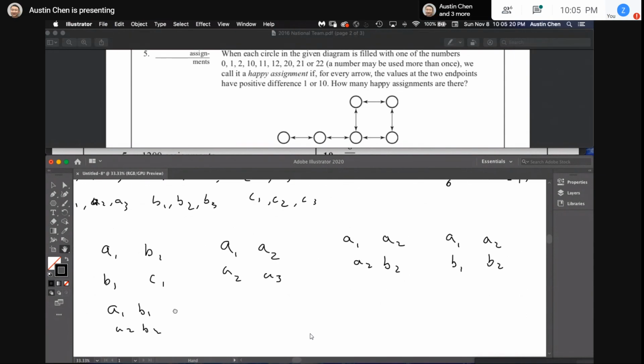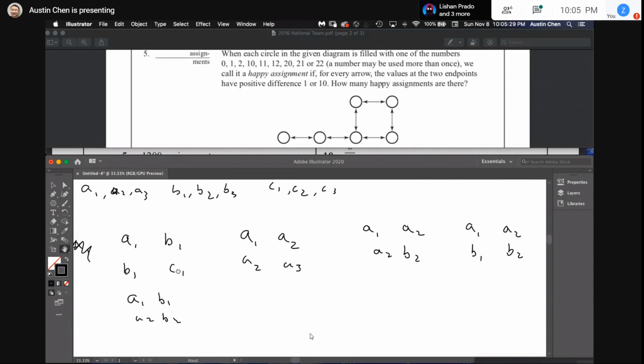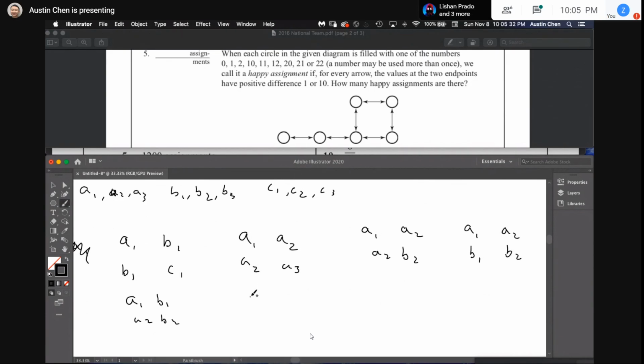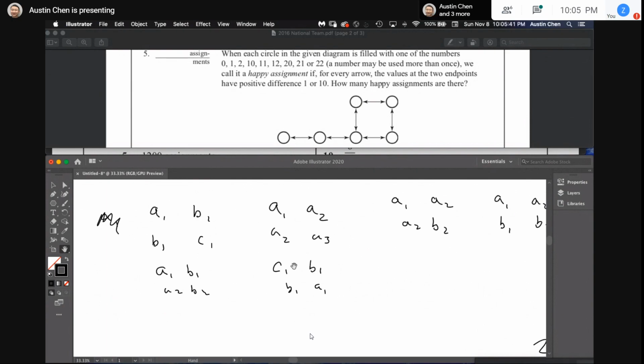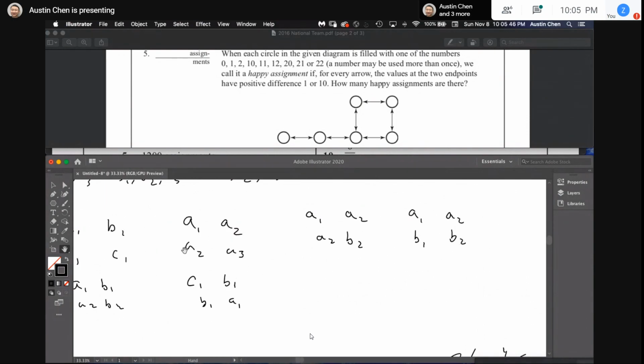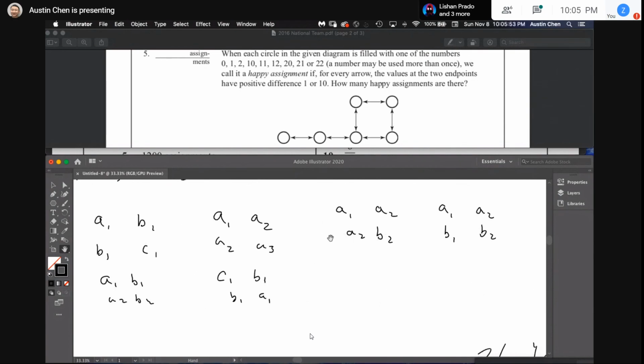All of these can have reflections, in this way or in this way. So this one could have been C1, B1, A1, B1. Then you can also have rotations of them. These are just rotations of that. So all of these are going to have rotations.